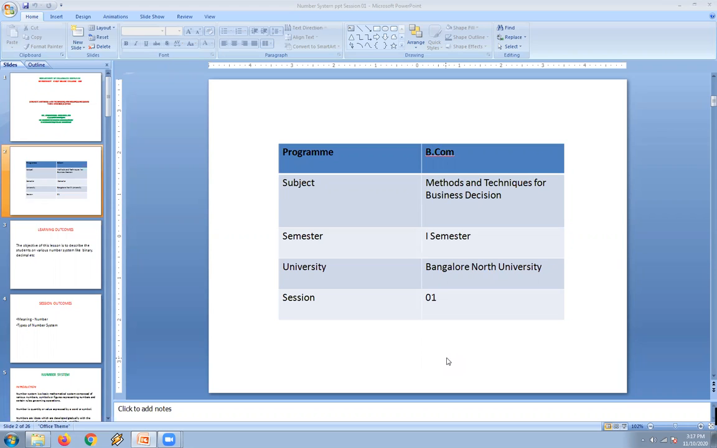Today I am going to have a session on a subject called Methods and Techniques for Business Decision, which is an elective paper for BCom first semester.